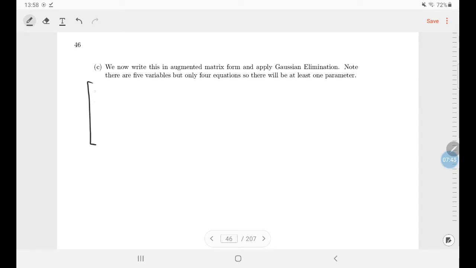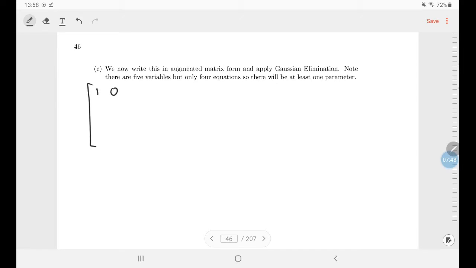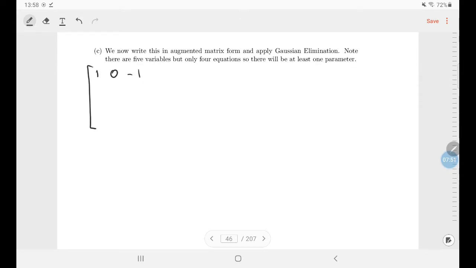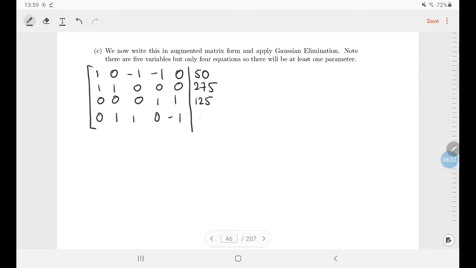So the first equation says 1x1, 0x2, minus 1x3, minus 1x4, 0x5, equal to 50. The second row reads 1x1 plus 1x2, 0x3, 0x4, 0x5 equal to 275. The next row reads 0x1, 0x2, 0x3, 1x4, 1x5, and 125. And then the final row is 0x1, 1x2, 1x3, and minus 1x5 equal to 100.